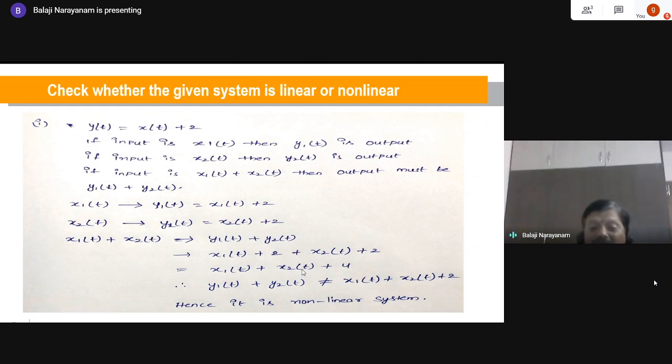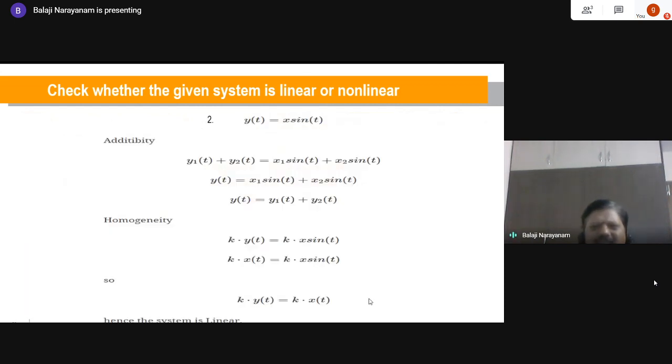If we might have got x1 of t plus x2 of t, it is a clear case of a linear system. But whereas we, in addition to x1 of t plus x2 of t, have here the additional value. Hence, it is a clear case of a nonlinear system.